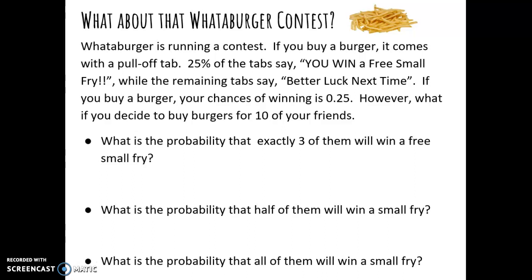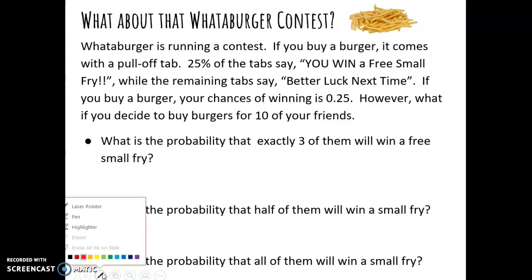Whataburger is running a contest. If you buy a burger, it comes with a pull-off tab. 25% of the tabs say you win a free small fry, while the remaining tabs say better luck next time. If you buy a burger, your chance of winning is 0.25. However, what if you decide to buy burgers for 10 of your friends? We want to find the probability that exactly 3 of them will win a free small fry, the probability that half of them will win a small fry, and the probability that all of them will win a small fry.